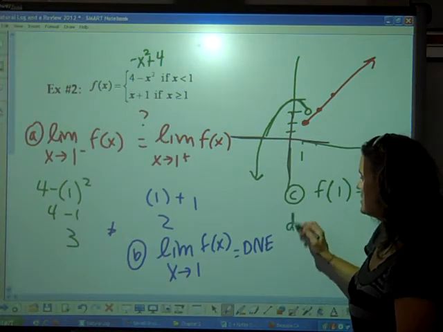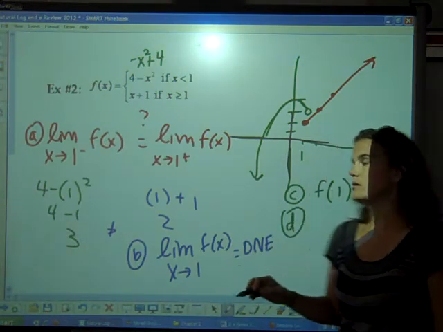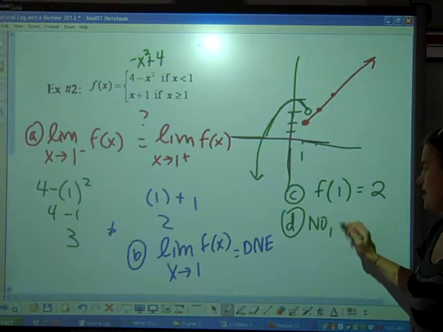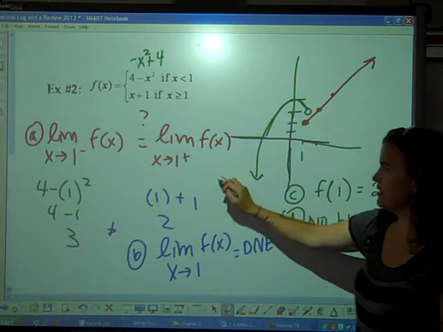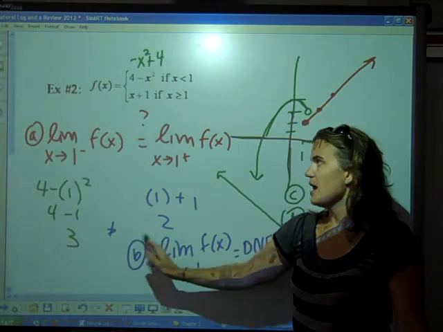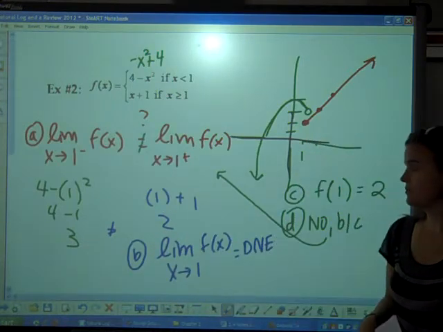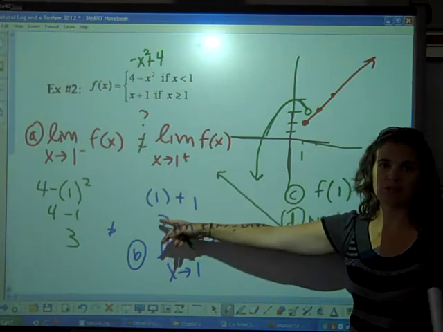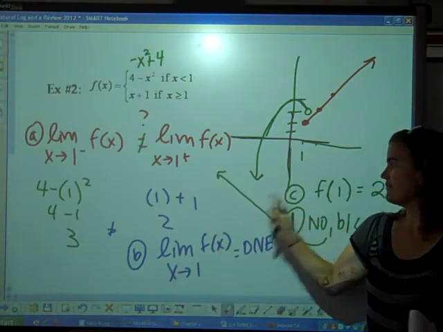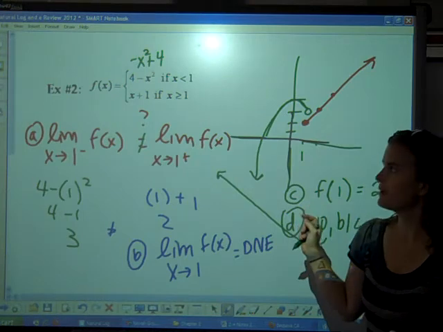Okay. And then part D, is this function continuous at x equals 1? We would say no, and your reason is this stuff here. The limit from the left did not equal the limit from the right. And therefore, there's no way you can have a continuous function if you don't have a limit. Remember, the limit would have to have equaled the output there.